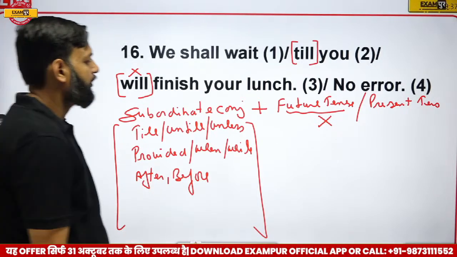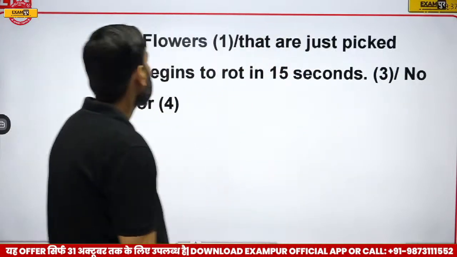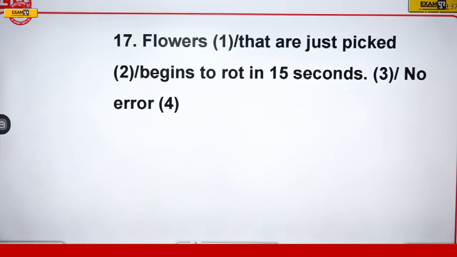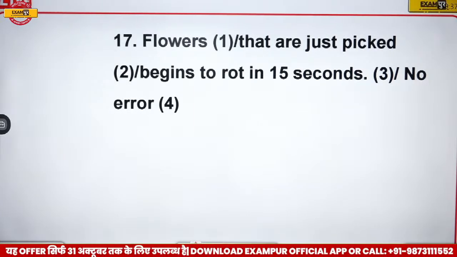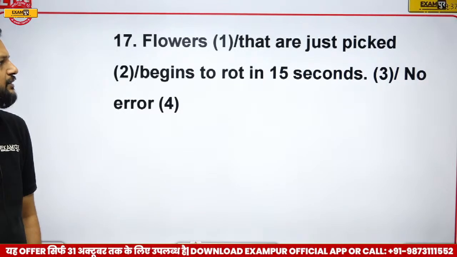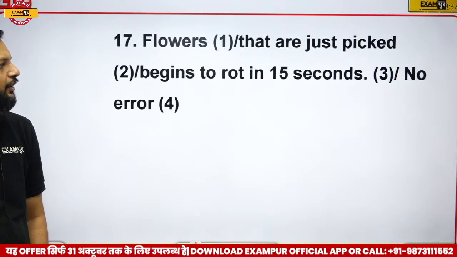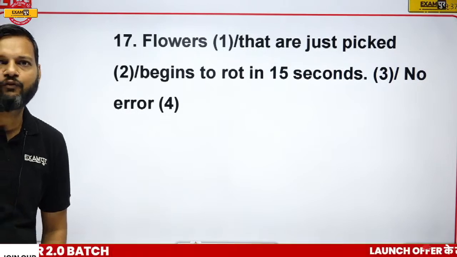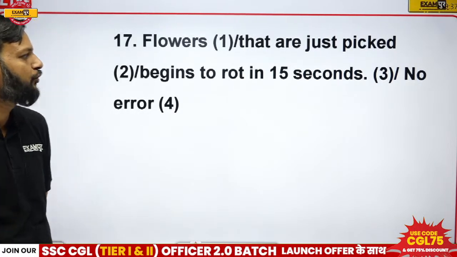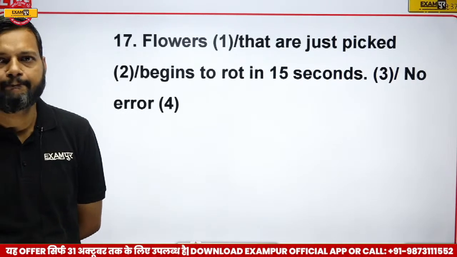Now the next one, question number 17. Flowers that are just picked begins to rot in 15 seconds. What is the error in this sentence?